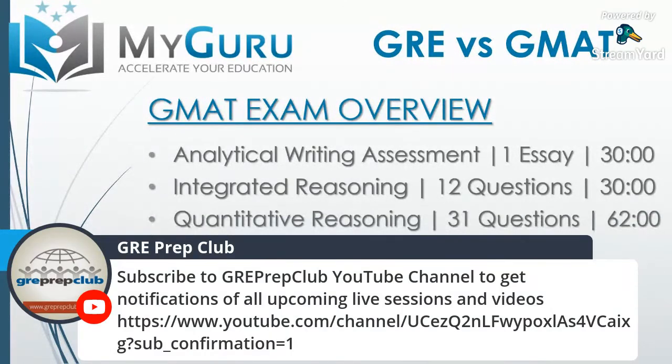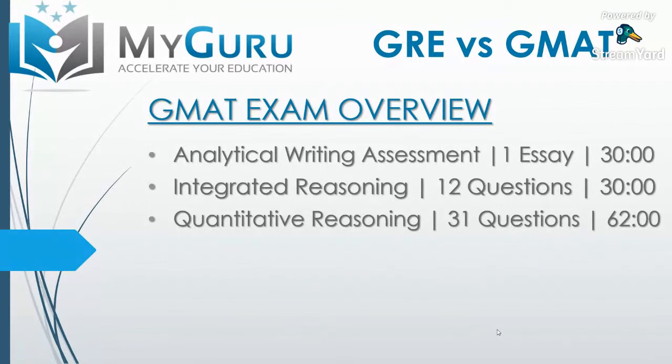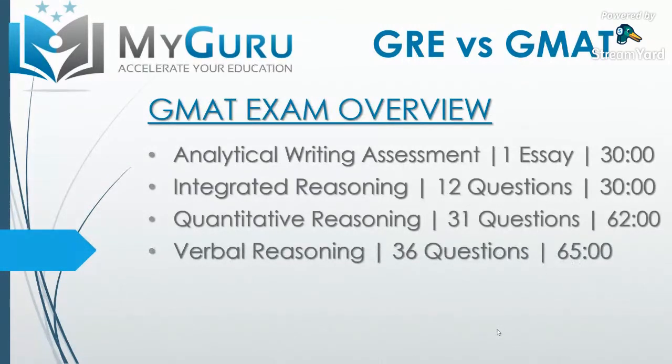Then you get into the meat of the GMAT. Quantitative reasoning, 31 questions, 62 minutes, so an average of 2 minutes per question, as opposed to a minute 45 per quantitative question on the GRE. Then you have the verbal reasoning, which is going to be 36 questions and 65 minutes, about a minute 50 or so per question average on the verbal of the GMAT. So again, about 20 seconds more per question on the GMAT than the GRE. And of course, you've got longer sections there.